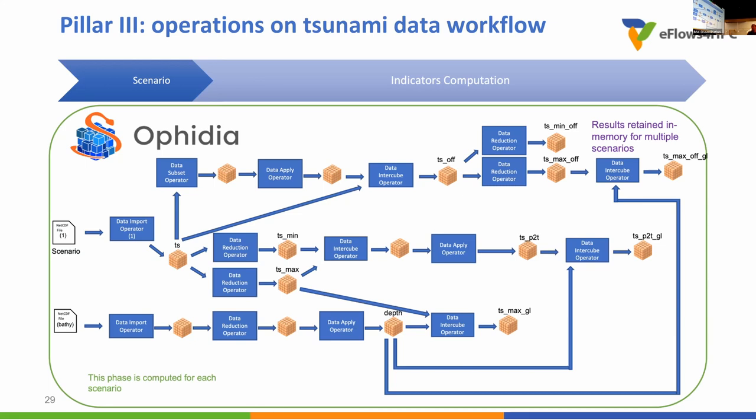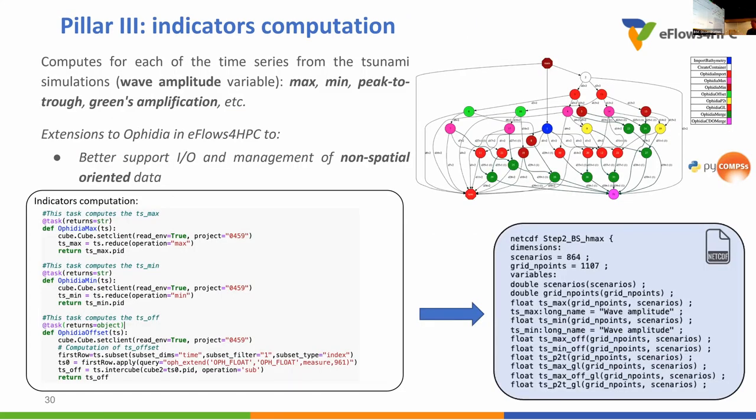And all these data cubes are basically kept in memory until all the simulations have been processed. And then just at that stage, they will be stored as an HDF5 file. This allows to reduce a lot the number of I/O operations, especially in writing data, and just do this at the end of the workflow. And again, this is just a snippet from the implementation and the PyCOMPSs graph, computing different variables. And in this case, we had to do some extensions to the Ophidia framework, to better support non spatially oriented data like those produced by the tsunami simulation code.